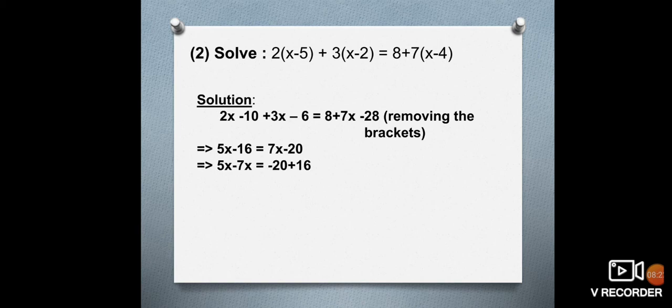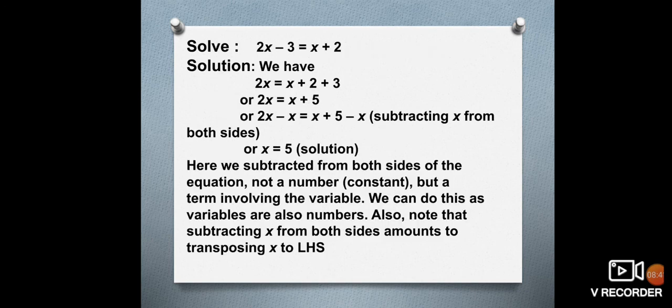Now I need to bring like terms to one place. So 7x I will bring to the left hand side and minus 16 I will take to the right hand side. While doing this, we'll take care of their signs. So by solving, I'll get minus 2x is equal to minus 4 and that is x is equal to 2. So this is our required solution.